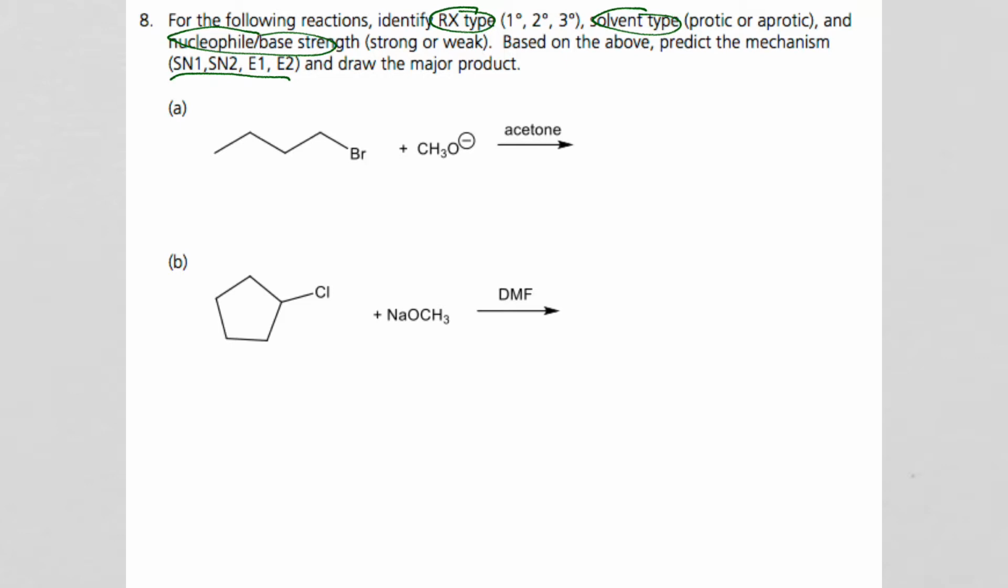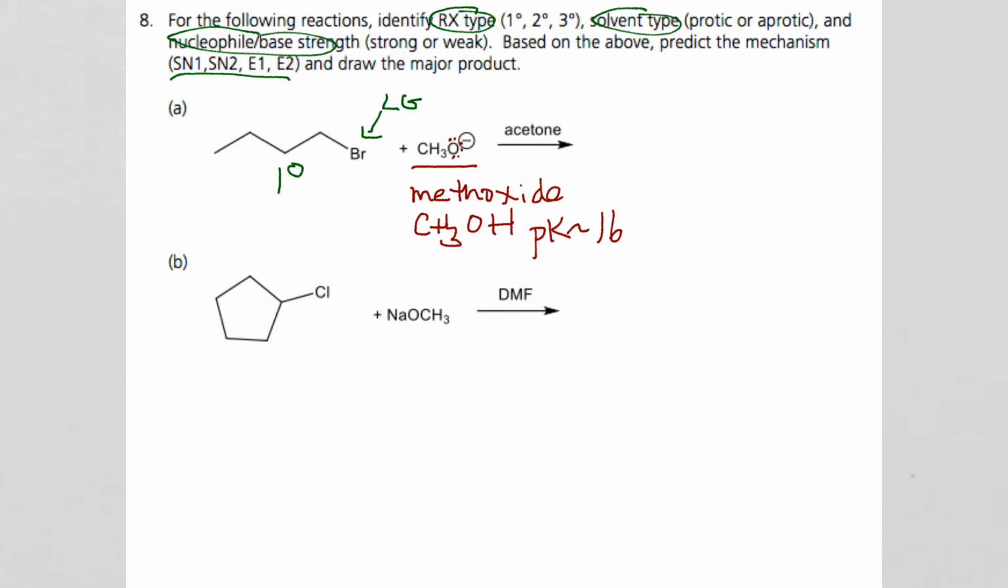So if we look at A, the first thing we do is identify the substrate, and this is a primary substrate, and bromine is our leaving group. If we look at the underlined part right here, the methoxide is what this is, and methoxide is an example of a strong base. It's the conjugate base of methanol, which has a pKa of around 16, so we know methoxide is a strong base. That can make it a good nucleophile.